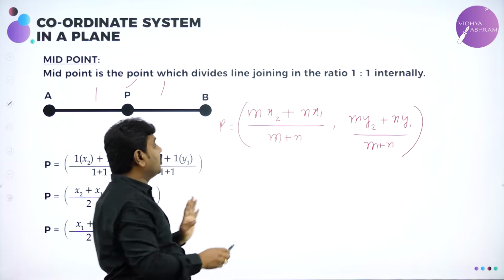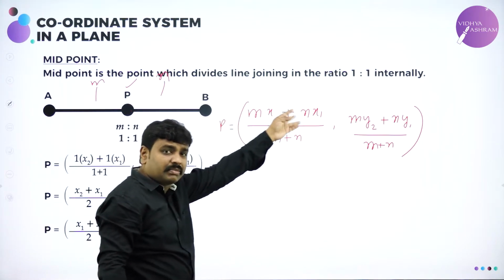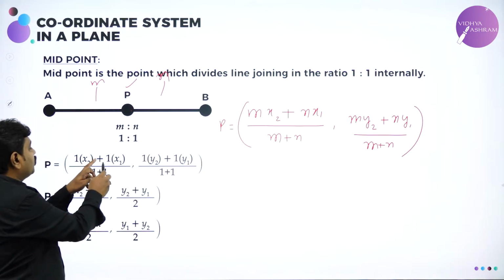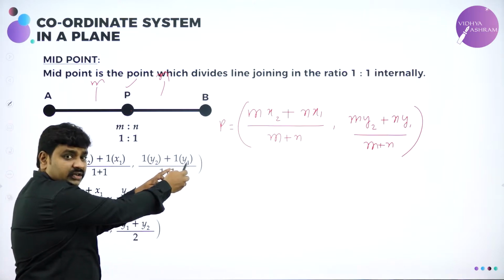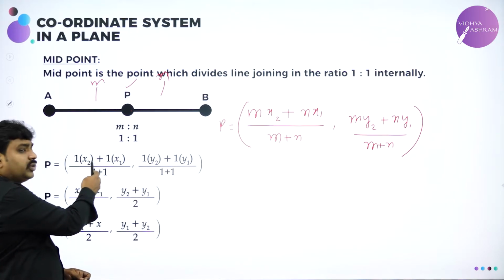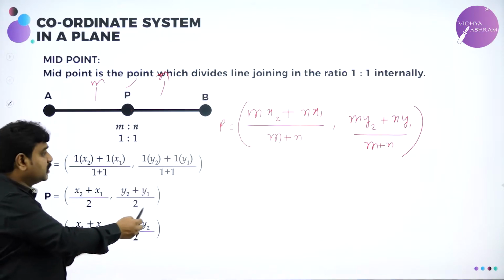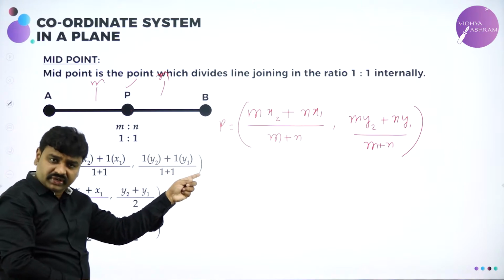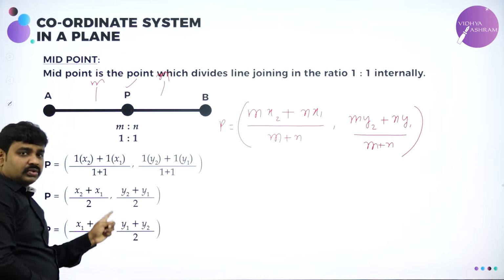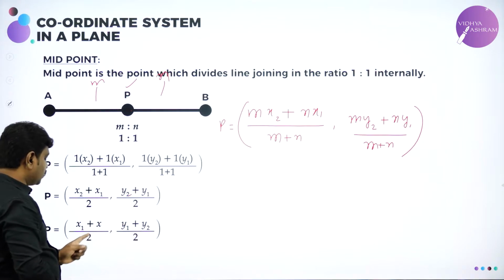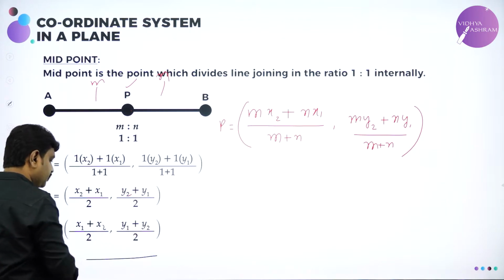So now you know the value of m. Value of m is what? 1. Value of n is also what? 1. In this formula, in the place of m and n, if you put 1, you will get 1 into x2 plus 1 into x1 divided by 1 plus 1. Similarly, 1 into y2 plus 1 into y1 divided by 1 plus 1. So 1 into x2 is x2, plus x1, divided by 1 plus 1 is 2. Then 1 into y2 is y2, 1 into y1 is y1, y2 plus y1 divided by 2. So x2 plus x1 by 2, y2 plus y1 by 2, or x1 plus x2 by 2 and y1 plus y2 by 2. This is the midpoint formula.